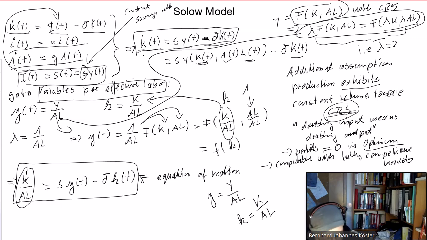Well, and this here is not so nice, so we have to manipulate this part on the left-hand side in order to interpret our model. So let me write it again. We have K dot over AL equals s y(t) minus delta k(t).